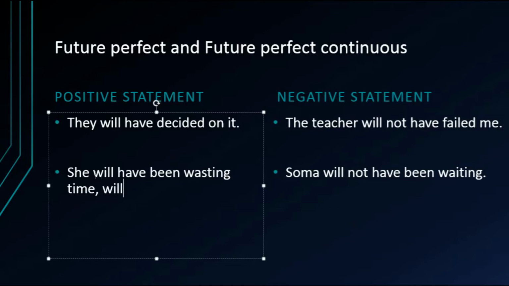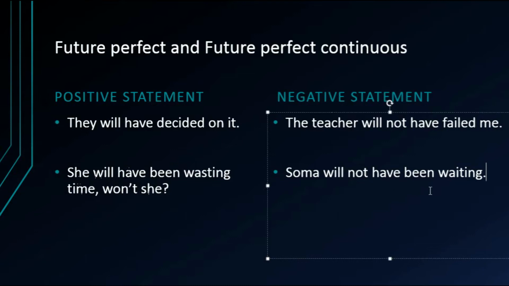Because this is positive, it's going to be negative, so it's going to be won't, right? Then my subject is she. Won't she, right? Soma will not have been waiting. Comma, change. Will, my helping verb. Not is here, so I don't need it here. Will she, right? Will she, because Soma is a girl.